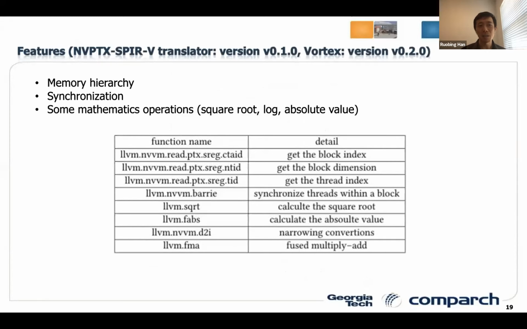I also summarize the current features supported by CUDA on Vortex. First, we support the memory hierarchy. We can use constant memory and hierarchical shared memory. Also, we can support synchronization, like barriers among blocks or within a block. And the most important thing is we can support some mathematical operators like square root, log, and absolute value. Those functions are really critical to support some state-of-the-art models, especially in the deep learning community.